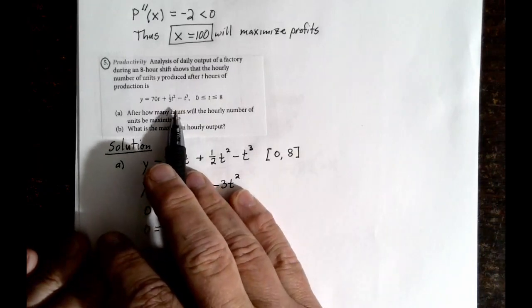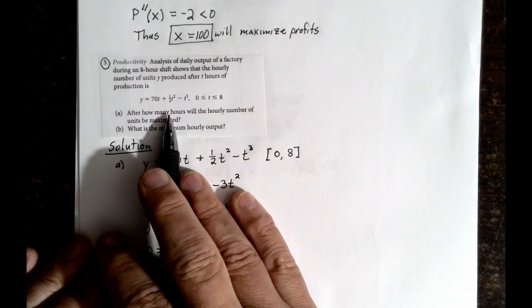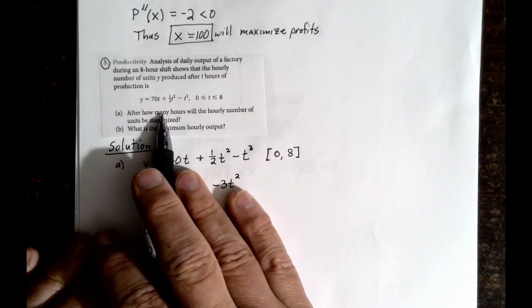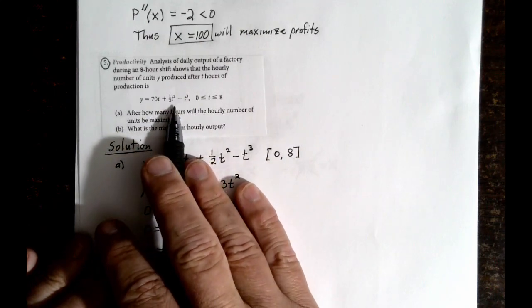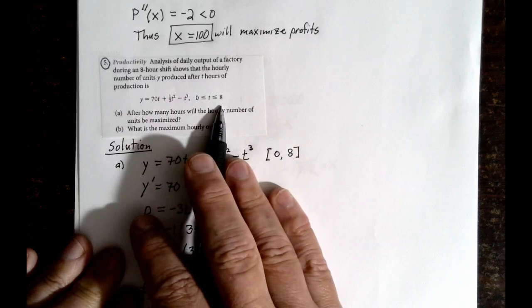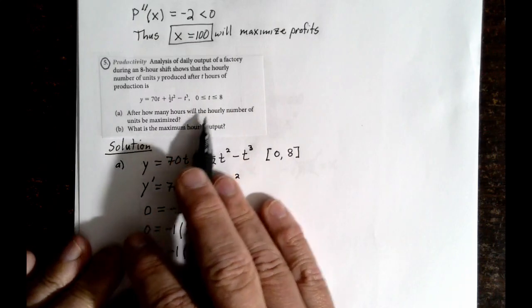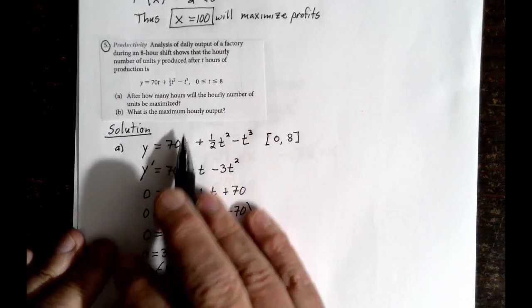Number 5, the daily output of a factory during an 8-hour shift is based on T, the number of units Y produced after T hours of production. So T is your number of hours that you've been in production, and it ranges from 0 to 8. So after how many hours will the hourly number of units be maximized?